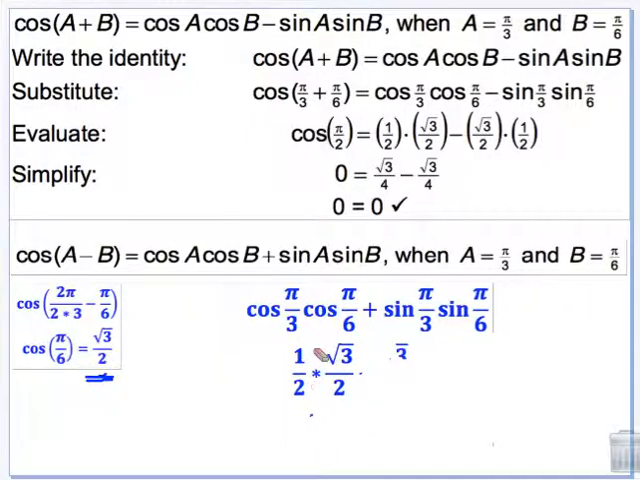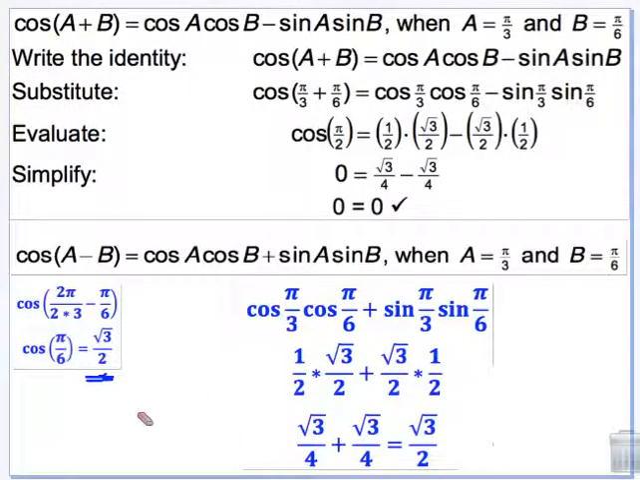You're going to multiply those together, and then you're going to add that to sine pi over 3 and sine pi over 6, which you have square root of 3 over 2 and 1/2. When you multiply these and add them together, you get square root of 3 over 4 plus square root of 3 over 4. It adds together to get 2 times square root of 3 over 4, and the 2 and the 4 reduce to the square root of 3 over 2.